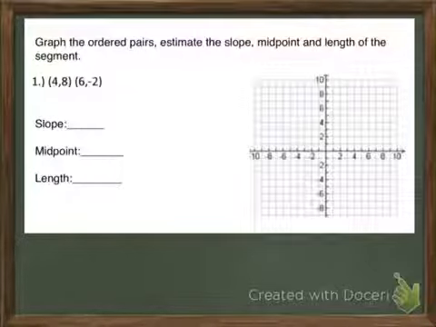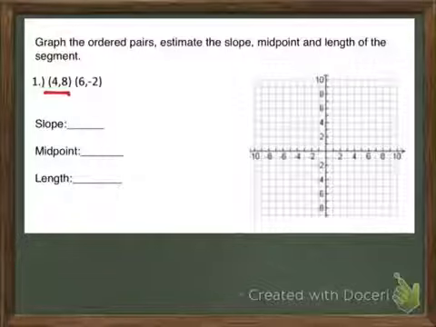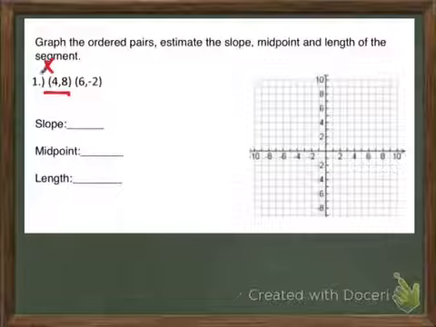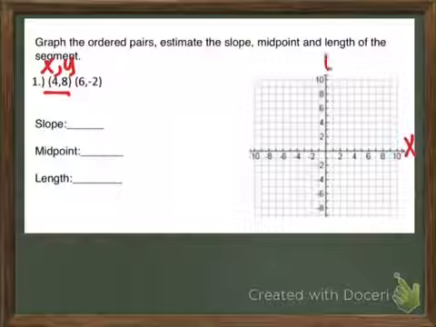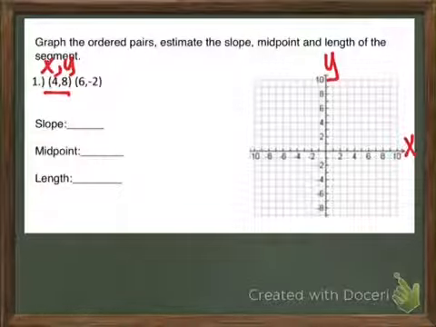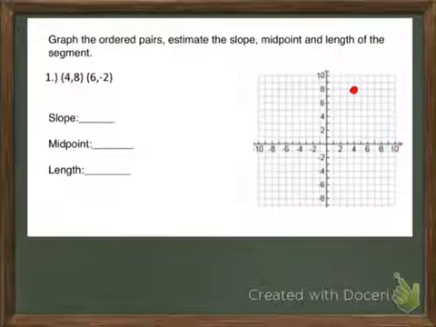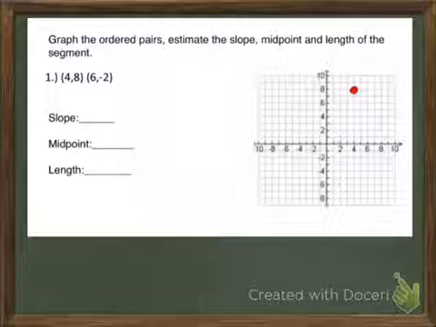So the first thing we want to do today is graph the ordered pairs. So you're going to graph the first ordered pair, which is (4, 8). Remember, ordered pairs are (x, y). And the x-axis is your horizontal axis, and the y-axis is your vertical axis. So we want to match up 4 on the x-axis and 8 on the y-axis to create a point, and that would be our point.